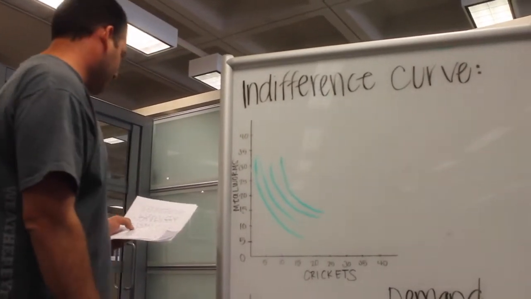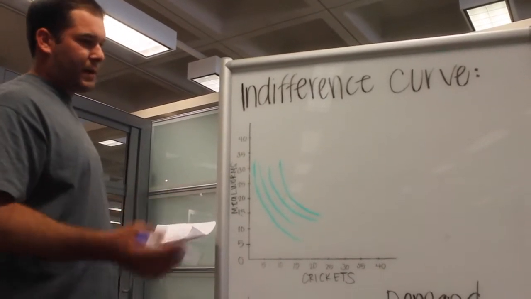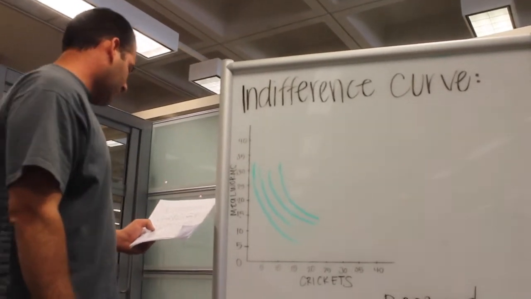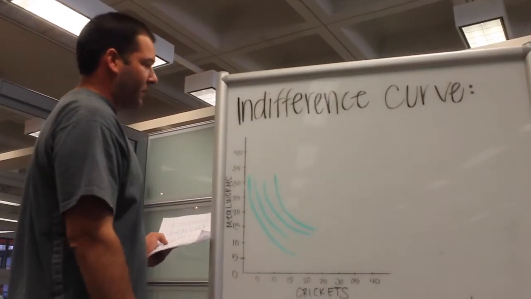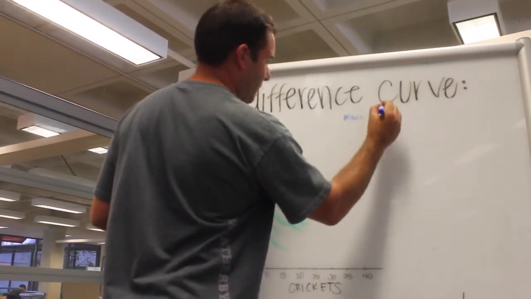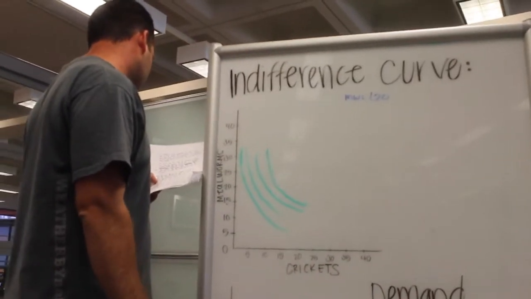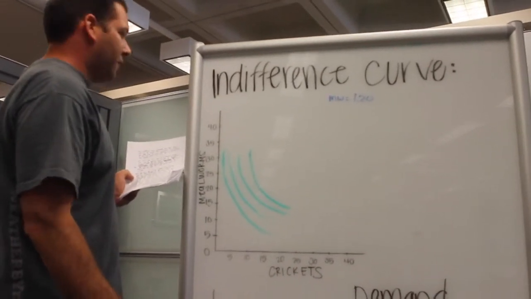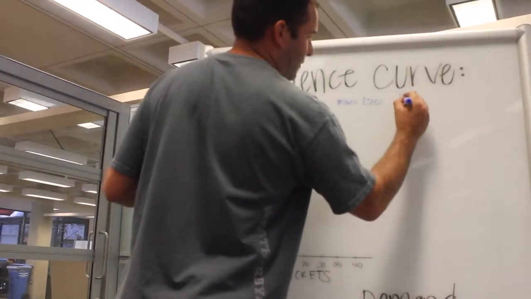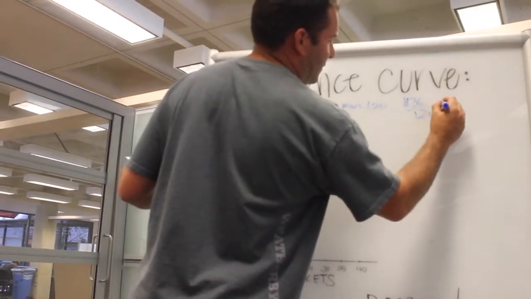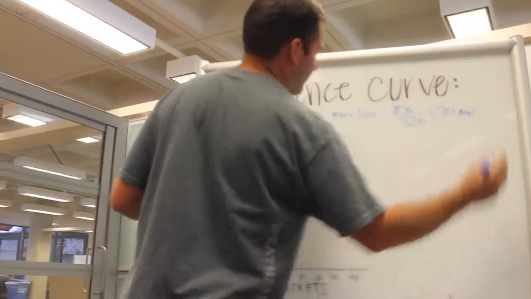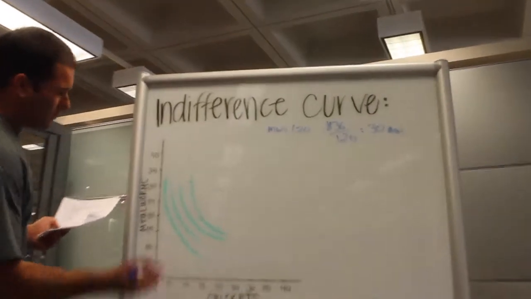Okay, next we can add a budget line. We have a total budget of $36 to buy Kyle the Gecko's food for the week. A carton of mealworms costs $1.20. And this means that if we spend all $36 on mealworms, we would be able to buy 30 cartons of mealworms. That would put us at a point right here.